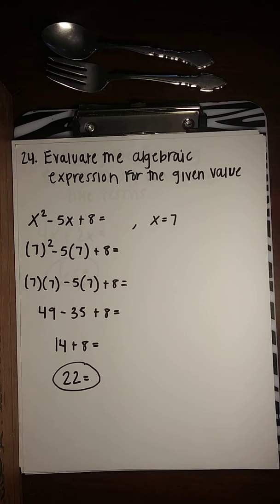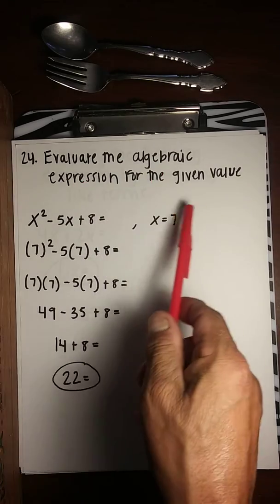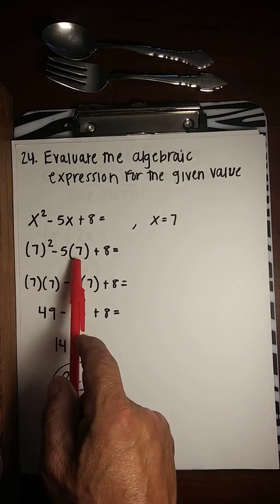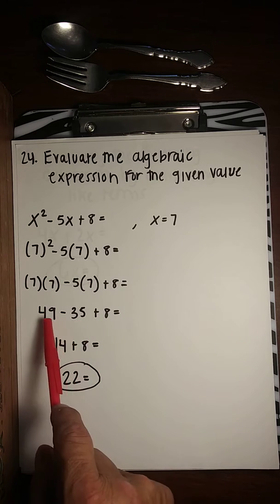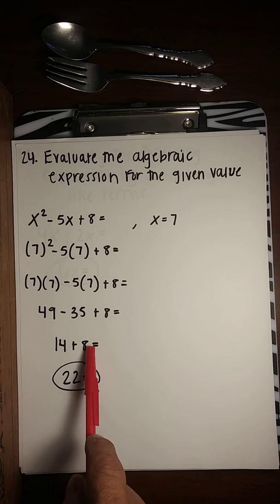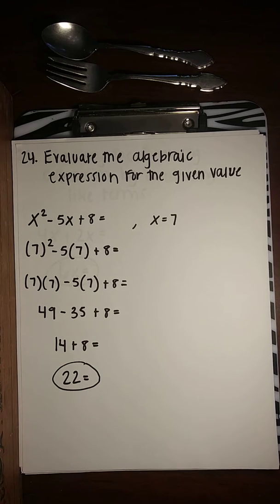Alright. So now we have, evaluate this with this number here, 7. Put a 7 there, put a 7 there. 7 times 7 is 49. 5 times 7 is 35. And bring the 8. 49 minus 35 is 14. Bring the 8. 8 and 14 is 22.